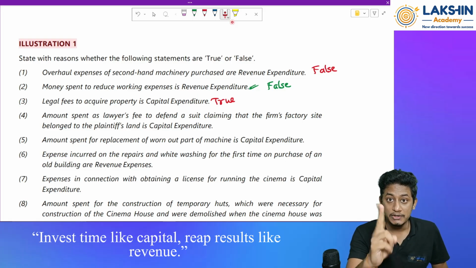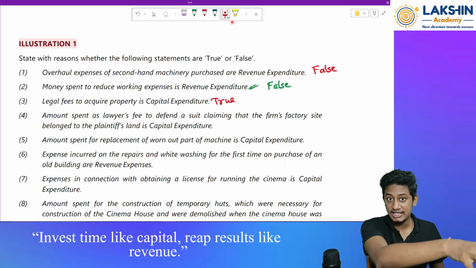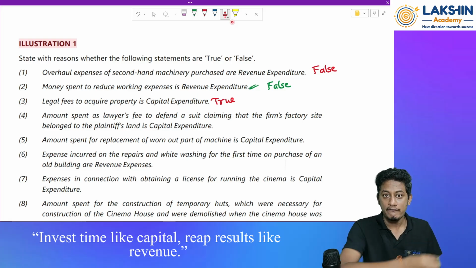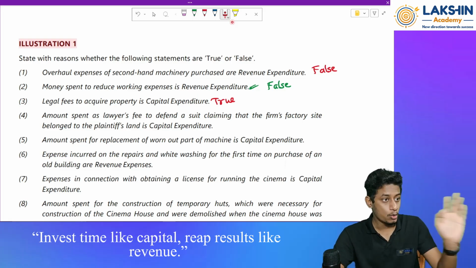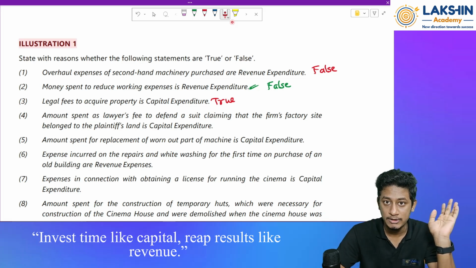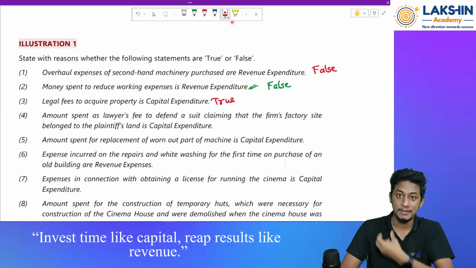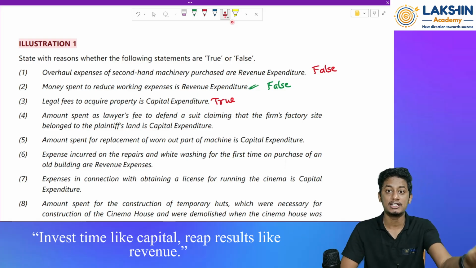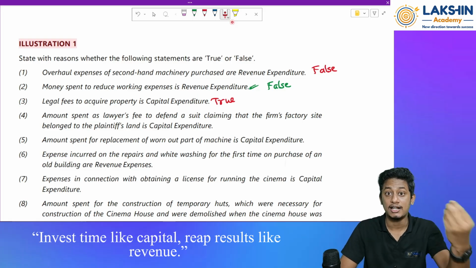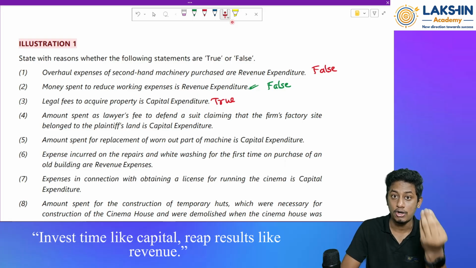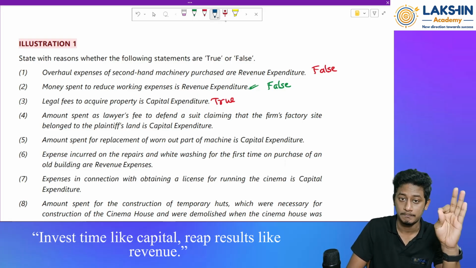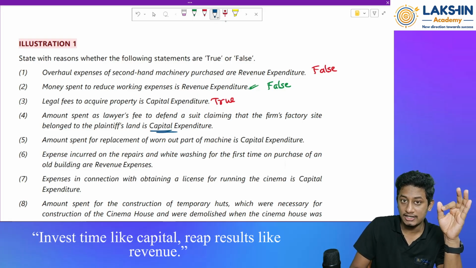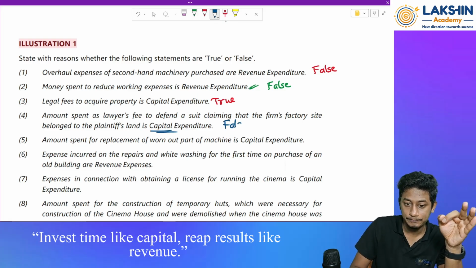Will it give me a long term benefit? No. Tomorrow someone else might come because of this legal fees. Whatever legal fees I have paid, will the lawyer work for me for 10 years for those legal fees? No. Only for that case he will work for me. Tomorrow, if a second person comes and puts a case on me, again I have to pay new legal fees. That means it's a recurring expense which is giving me a short term benefit. So because of that, it will be a revenue expenditure. So as per the question, it is a capital expenditure, which is false.